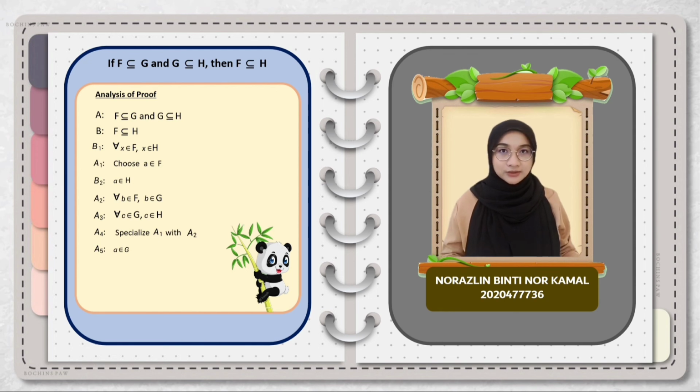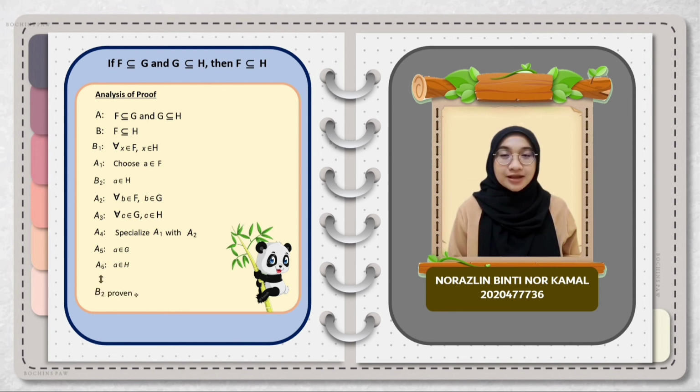So we can swap the a value into the b value. So A5, a element of G. A6, when a is an element of G, a will be an element of H. We can see that A6 is logically equivalent with B2, so it is proven.